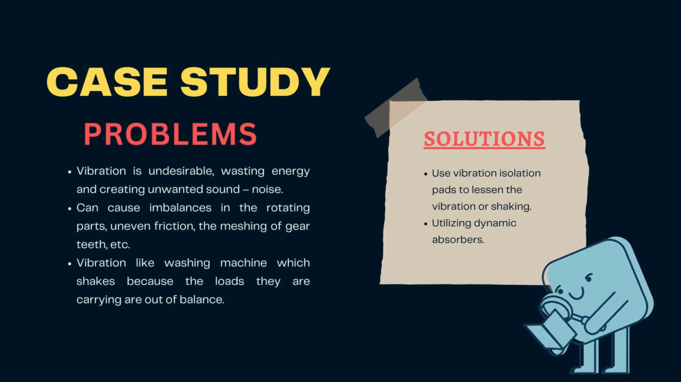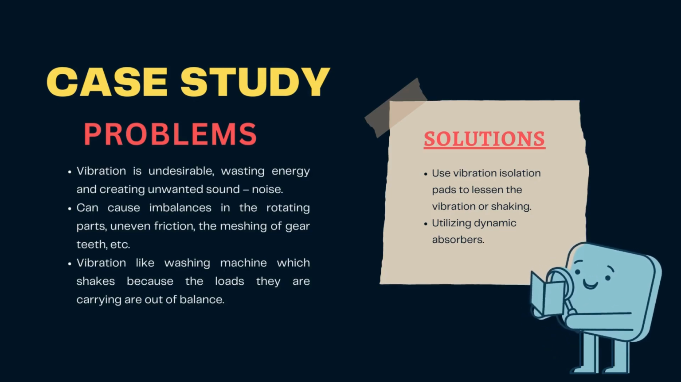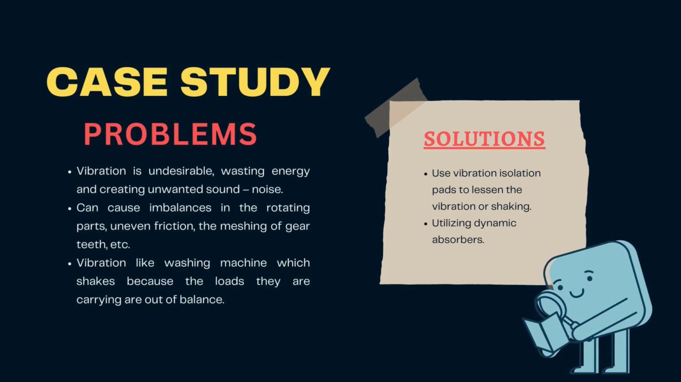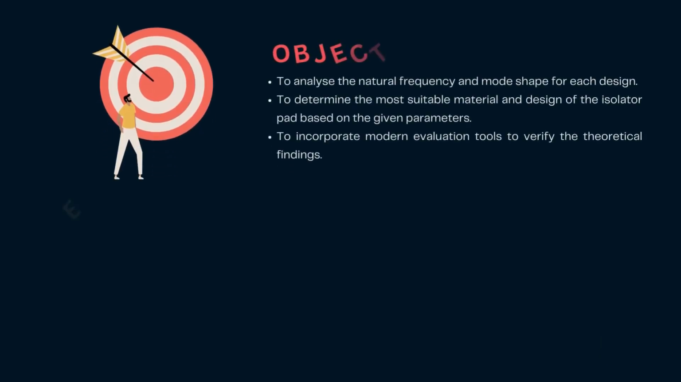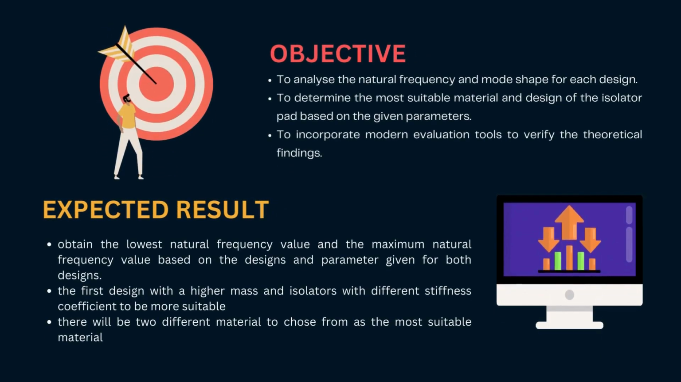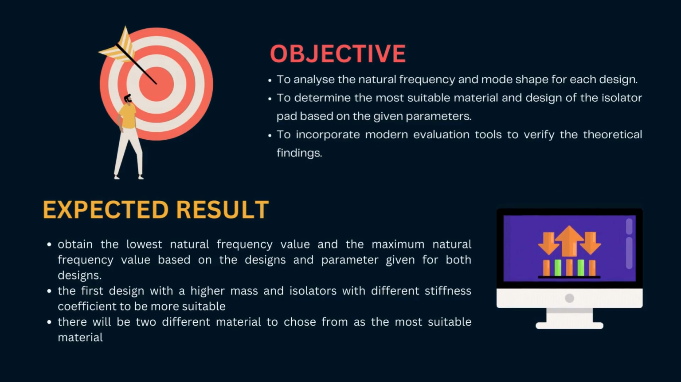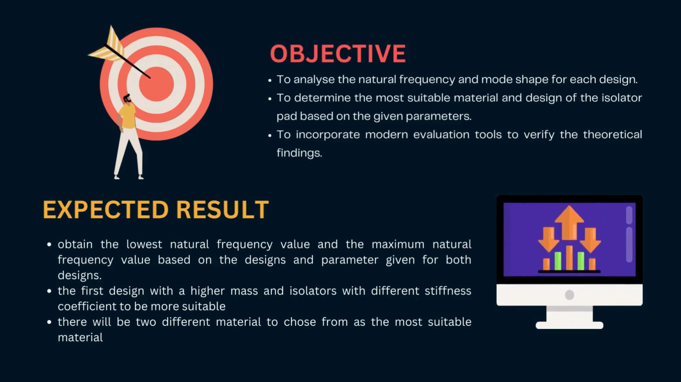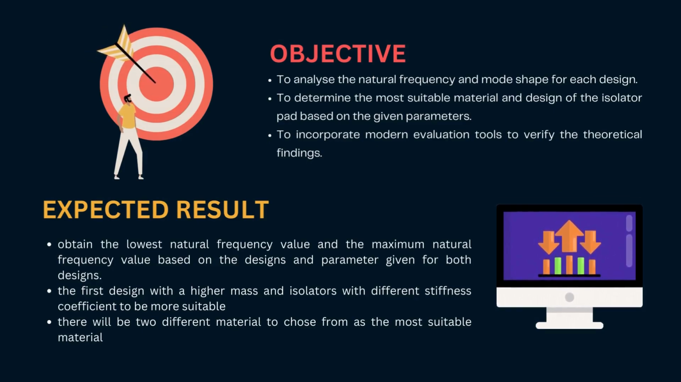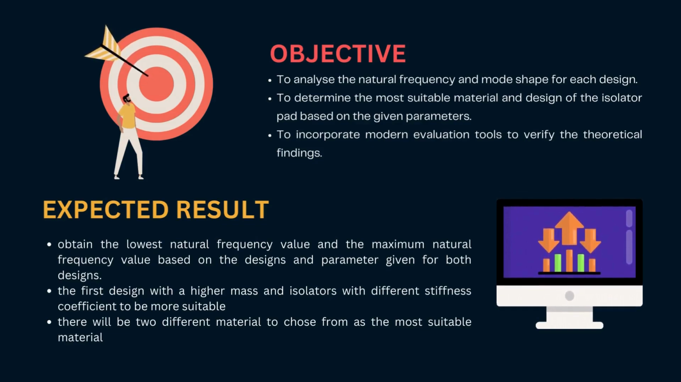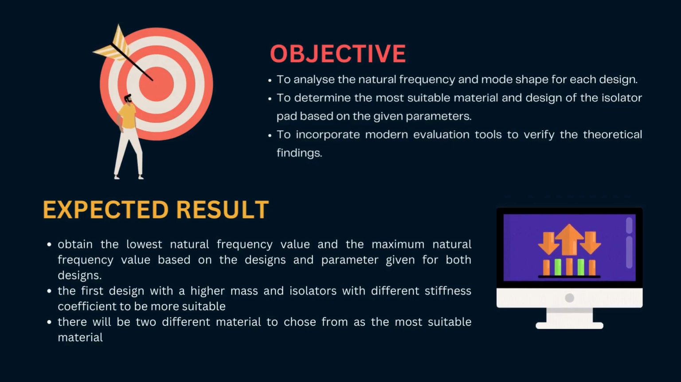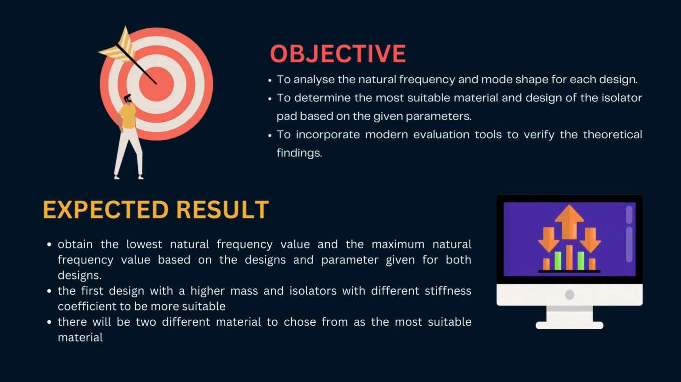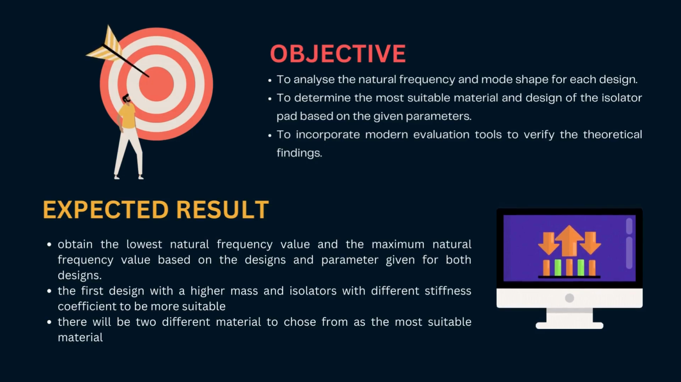First, we suggest the use of vibration isolation pads to lessen the vibration or shaking during the spinning cycle. One method of reducing vibration is to use dynamic absorbers. The objective of our project is to analyze the natural frequency and motion for each design. We also aim to determine the most suitable material and the most suitable design of the isolator pad based on the given parameters. We would also incorporate modern evaluation tools to verify the theoretical findings.